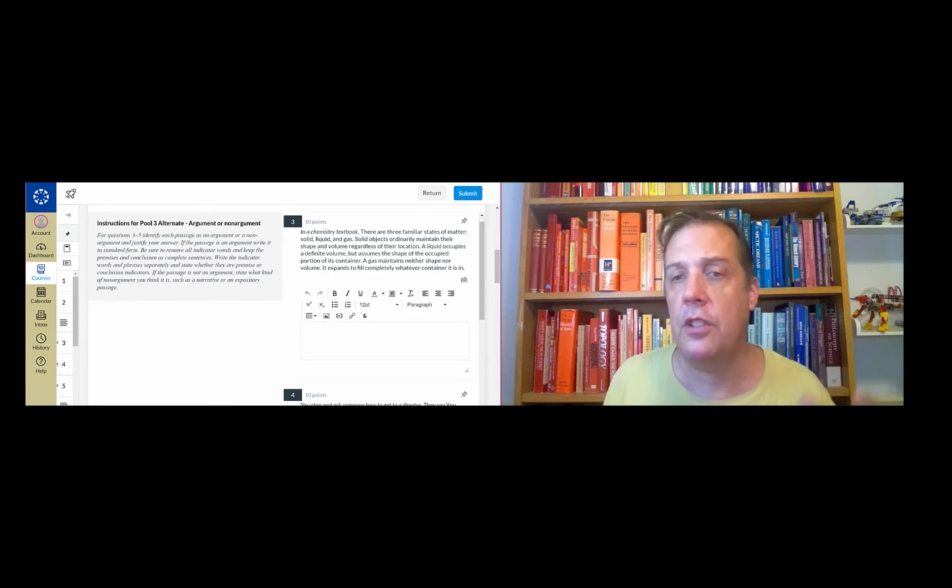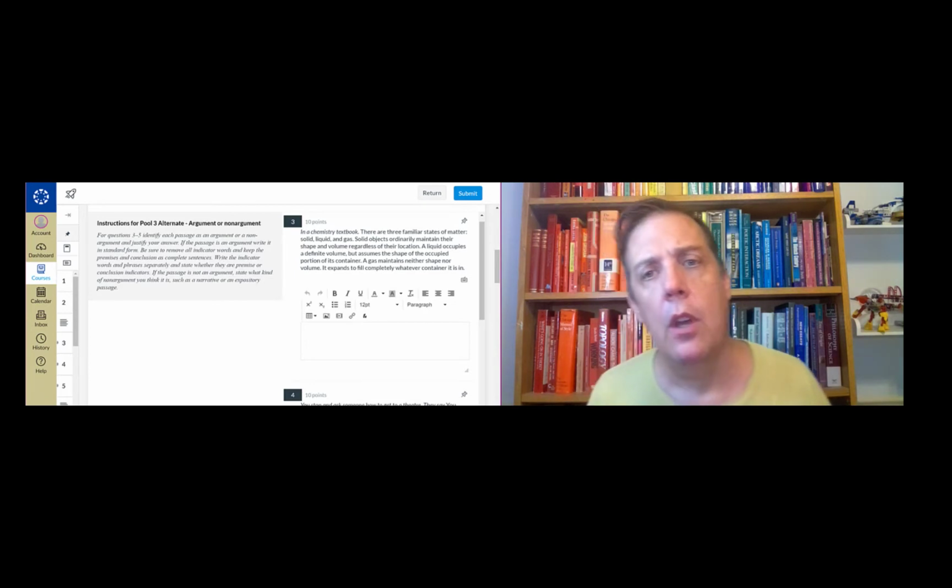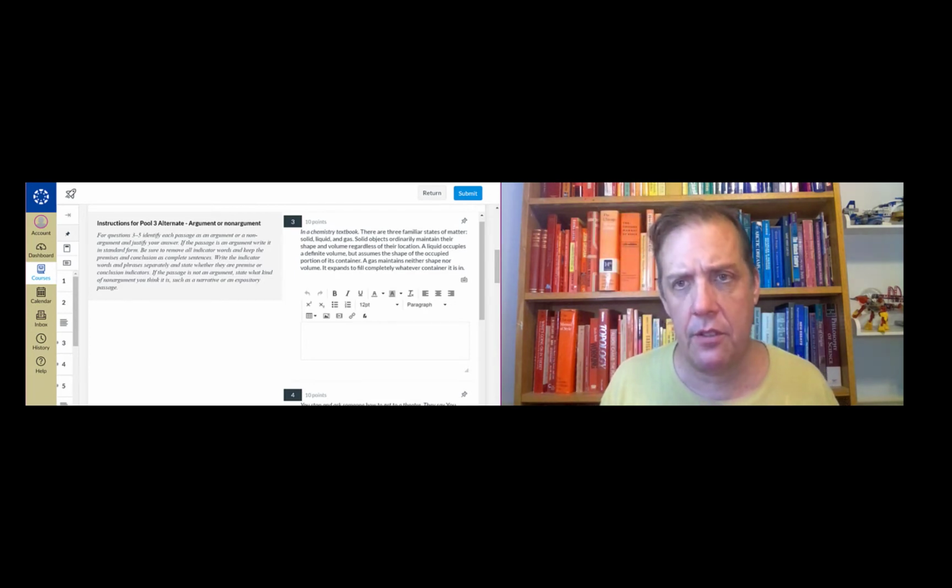And then what follows is also definitions of liquid and gas. So this is a passage. It's composed of statements. All the statements are definitions, though. And this is also happening in a chemistry textbook, where the textbook would probably just list definitions that they expect the reader to memorize or to know.